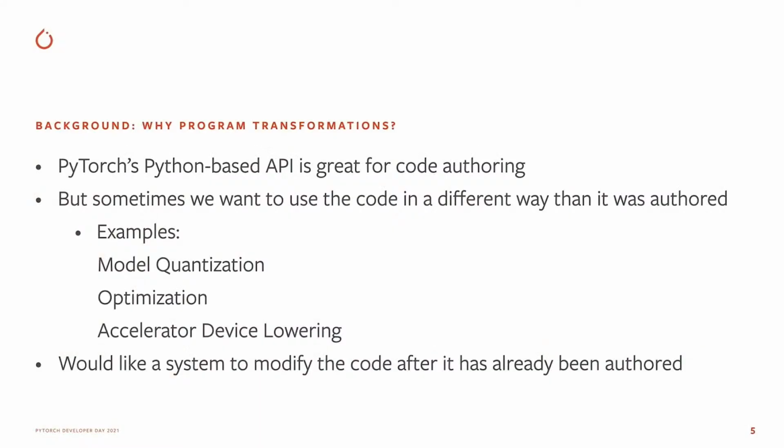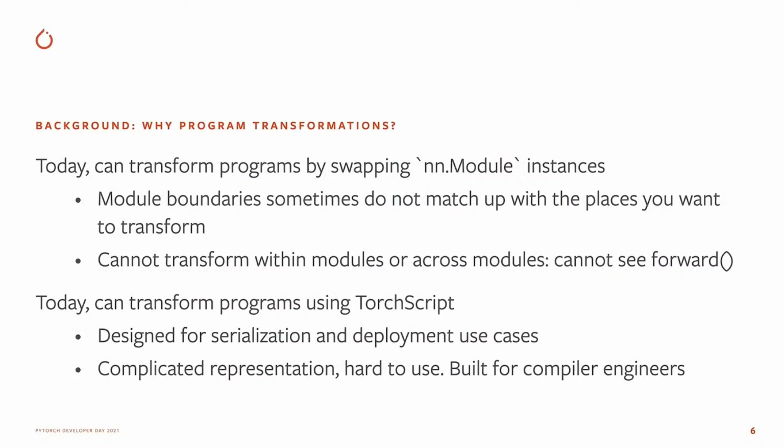Historically, deep learning frameworks and compilers have consumed graph representations of programs for such transforms. In summary, we would like to have a system that can allow modifications to PyTorch programs after they have already been authored. So how can you do such transformations in PyTorch today? One option is to swap modules in the NN module hierarchy built into PyTorch. This works in many cases, but sometimes the module boundaries do not line up with the places that you want to transform. In addition, you cannot transform code within the forward method with this technique. This includes calls to PyTorch operators, which are functions rather than modules.